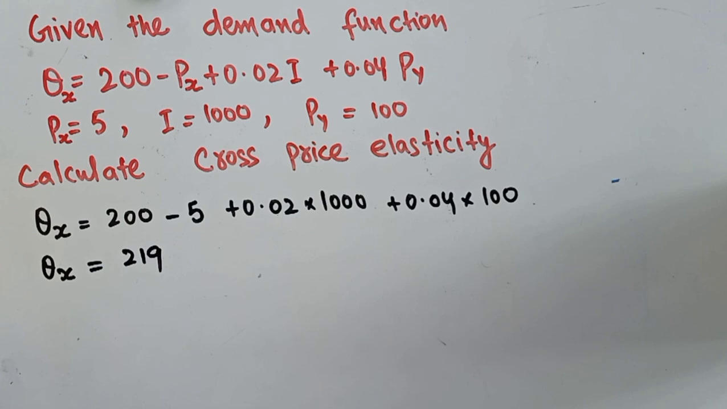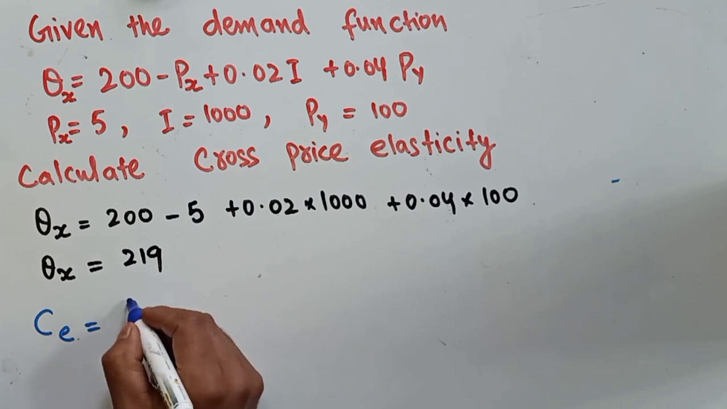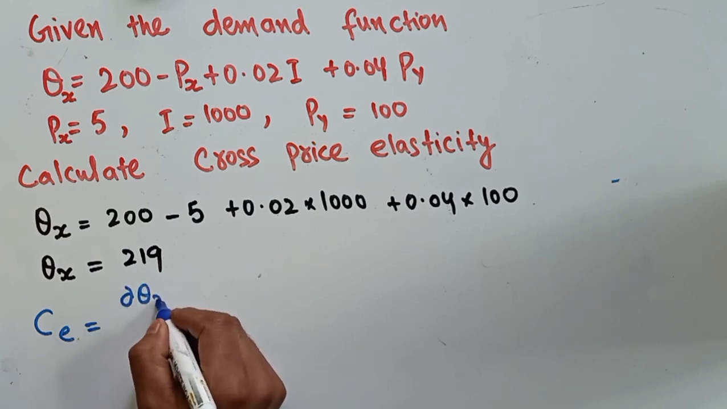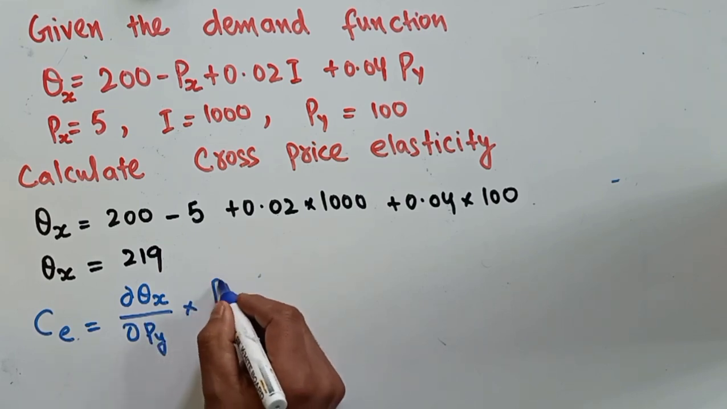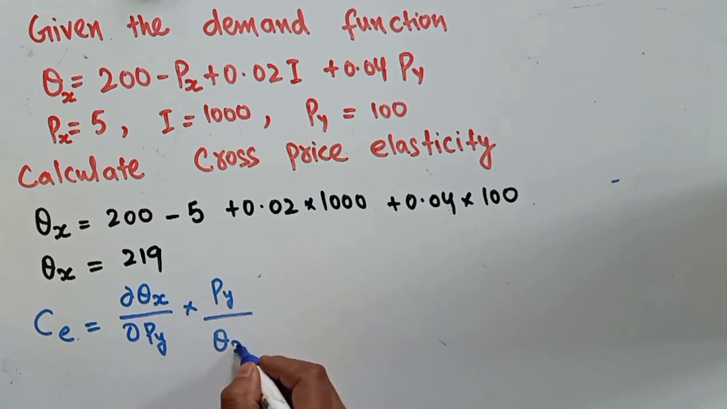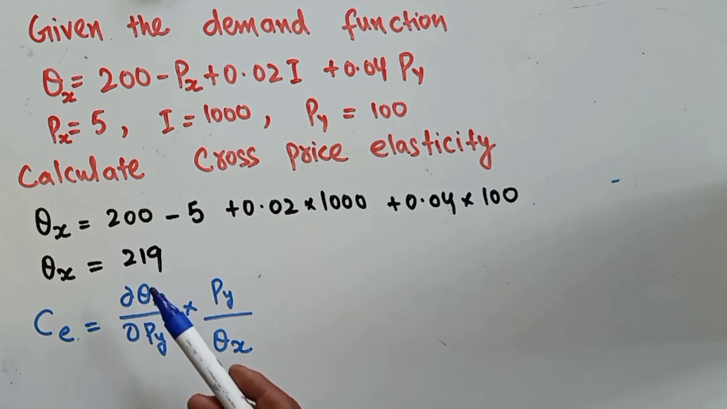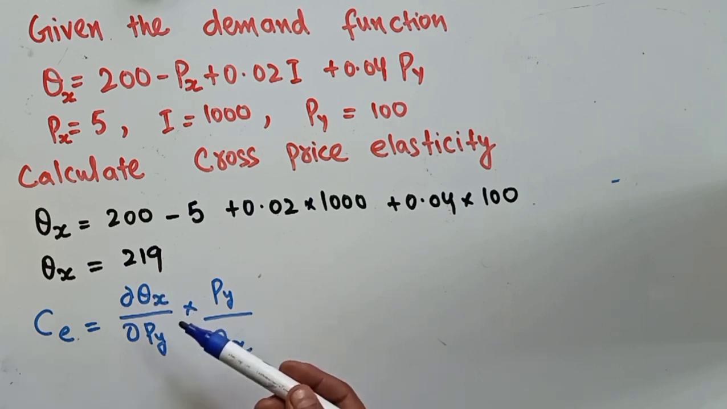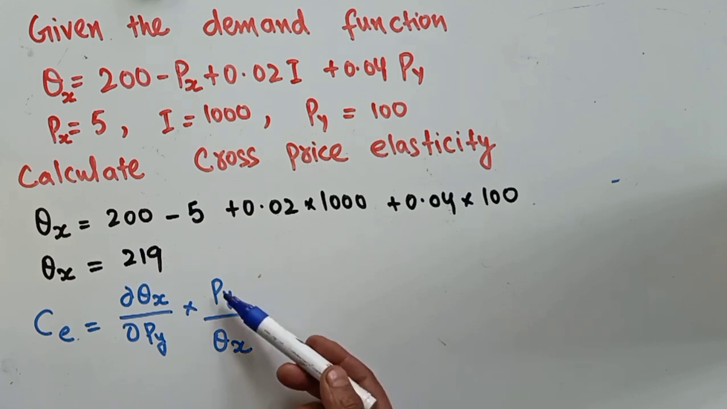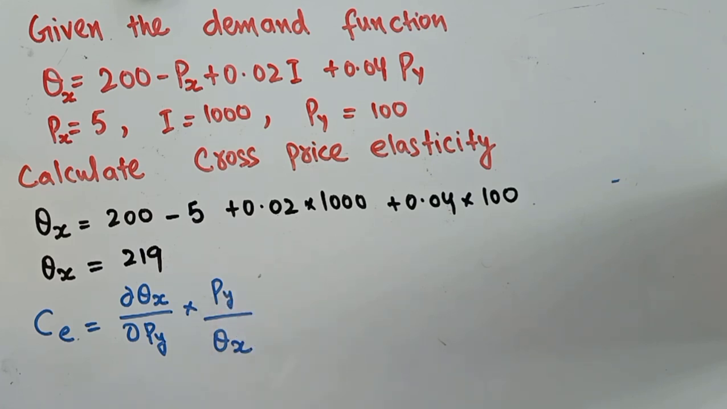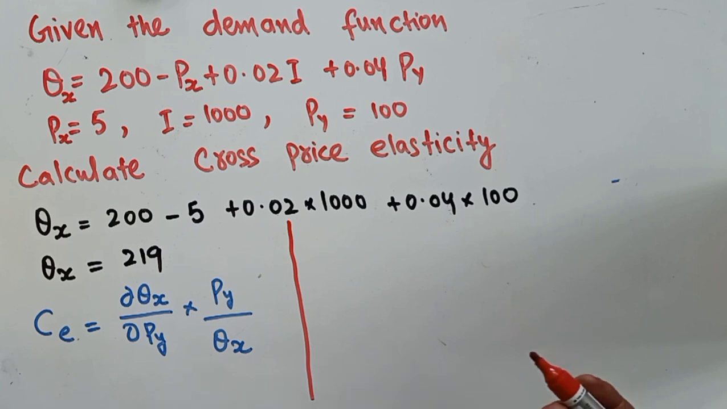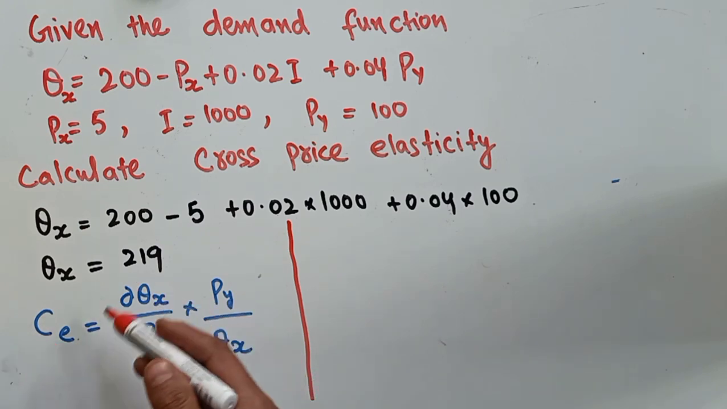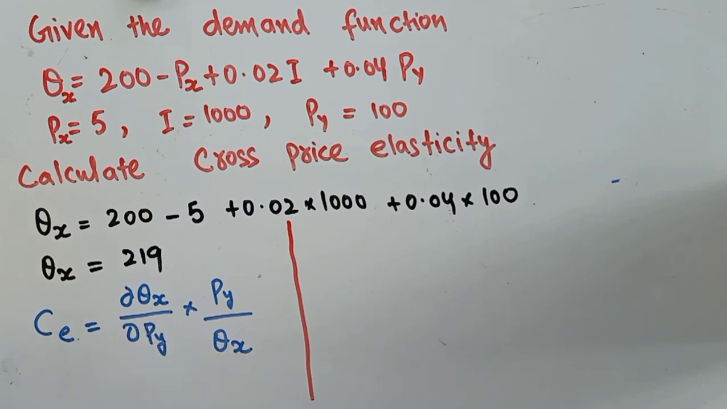Now cross price elasticity of demand, denoted by Ce, is given by the change in the quantity of good X due to the change in the price of good Y, times price of good Y divided by quantity of good X. So how much quantity of good X changes due to the change in the price of good Y, times price of good Y divided by quantity of good X. Also here we can see whether the goods are complements or substitutes of each other by seeing the sign of this whole term.